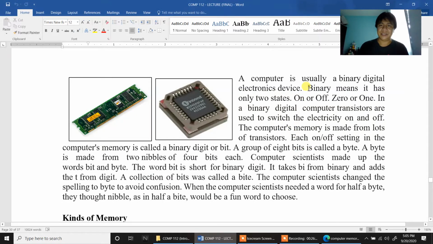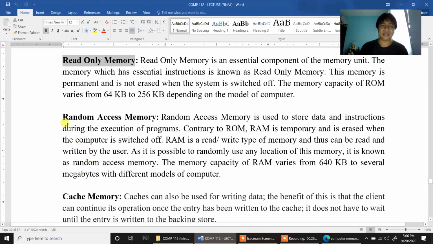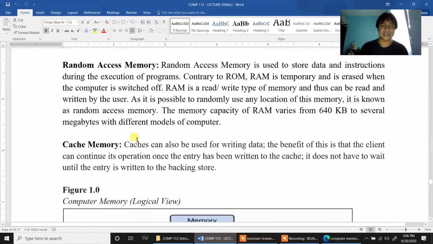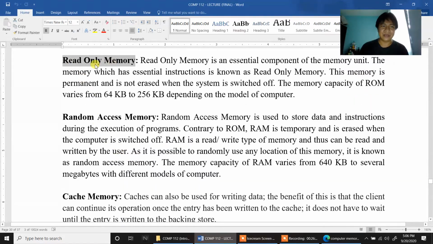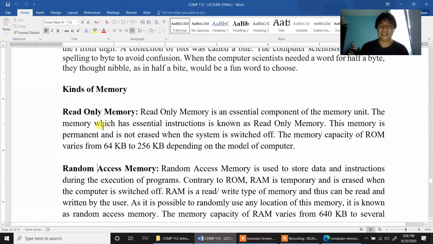A computer is usually a binary digital electronic device, which we already discussed. Binary has only two states, on and off, 0 and 1. The kinds of memory are read-only memory, random access memory, and the cache memory. Mostly the cache is in your CPU, while the others are memory chips in your computer.